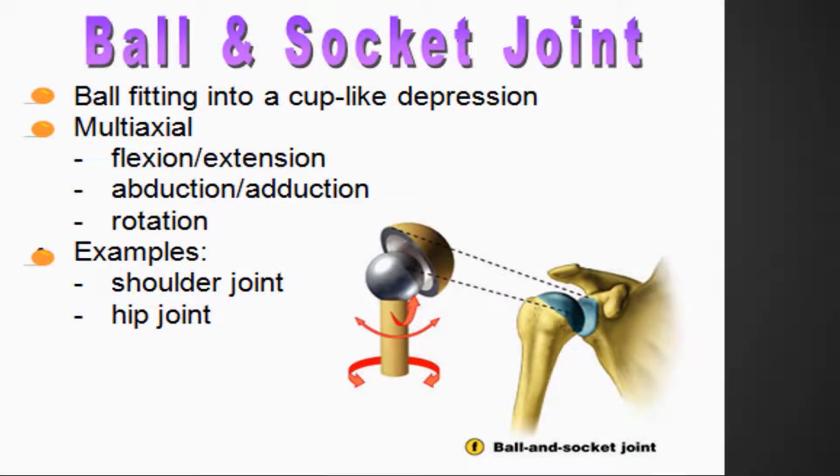The ball and socket joint is also called a spheroidal joint, in which the ball fits into a cup-like depression, so it's called a ball and socket joint. It's called a multi-axial joint because movement occurs in an indefinite number of axes, and the example is your shoulder joint and your hip joint. You can move your shoulder all over in 360 degrees, right? So it's a multi-axial ball and socket joint.